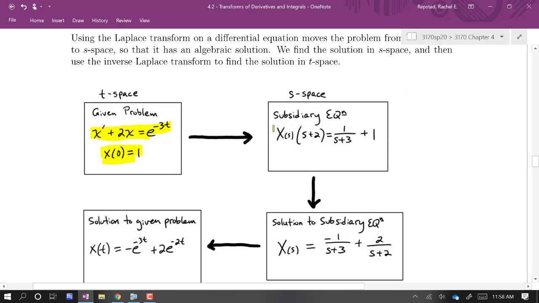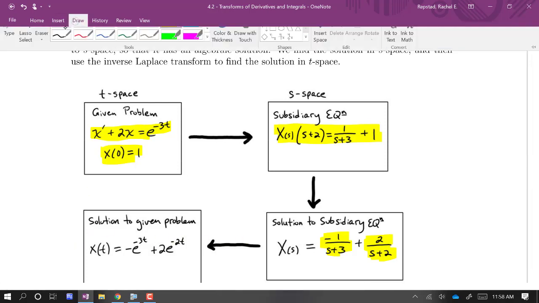So this is after we had taken the transform and we started solving for X of s. We did a little bit of algebra. Then we solved that subsidiary equation. And we solved it in a way so that we were able to split it up. In this case, we used partial fractions, so that we could write it in pieces for which we were able to find the inverse transform of each of these pieces. And then we go back to the T space to get the solution to the given problem.